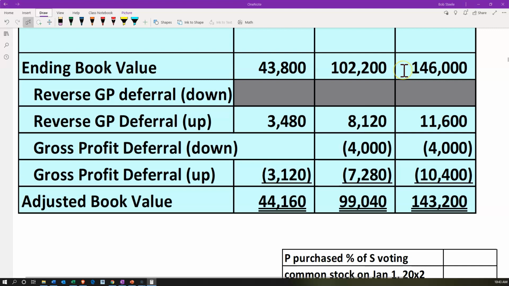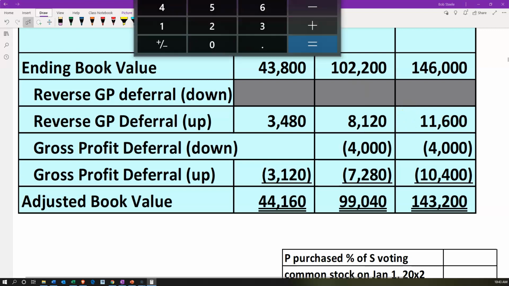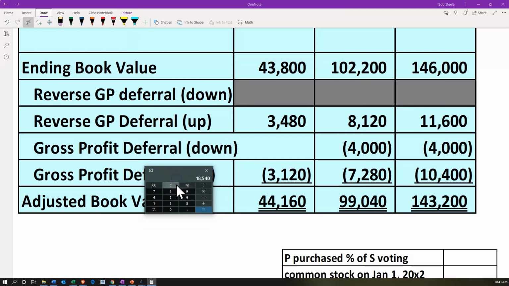So now we've got the 146, and then the adjustments down below. Again, the top line is what we would do in our transaction before this adjustment, and then our adjustment to that first transaction. So it'd just be 146,000 plus the 11,600 minus the 4,000 minus the 10,400. I just like saying 10,400. So there's the 143,200. All right, so there's our full worksheet.